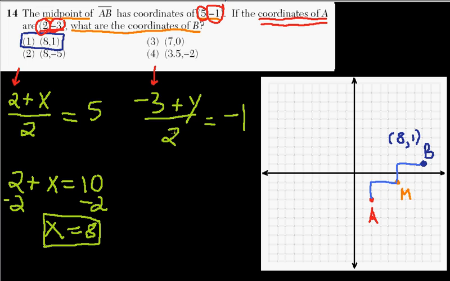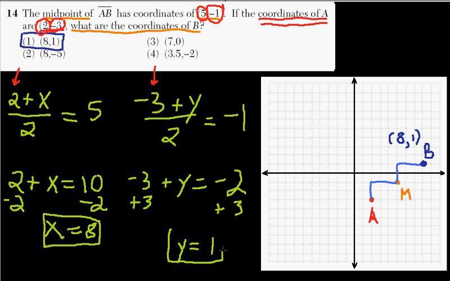And then we do the same thing here. We multiply both sides of this equation by 2. That doesn't change the sign of anything going on up here, so we still have -3 plus y equals 2 times -1, which is -2. And then we add 3 to both sides, because it's a -3. We add 3 to both sides, and we have y equals 1. And look at that. The x-coordinate is 8, the y-coordinate is 1, and that's exactly what we found here.